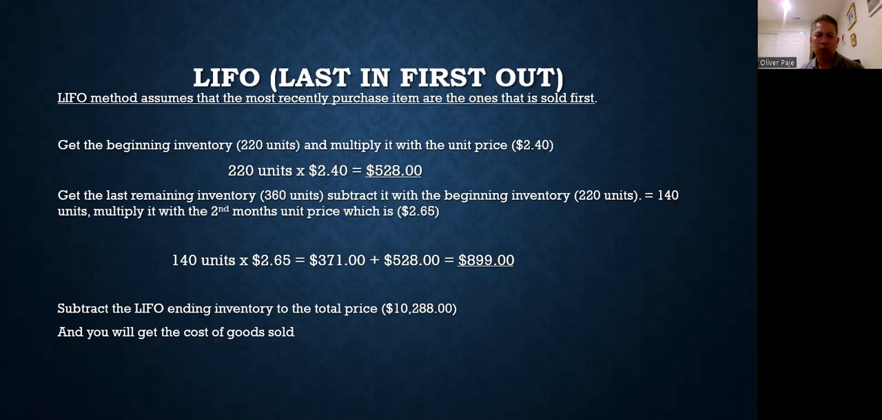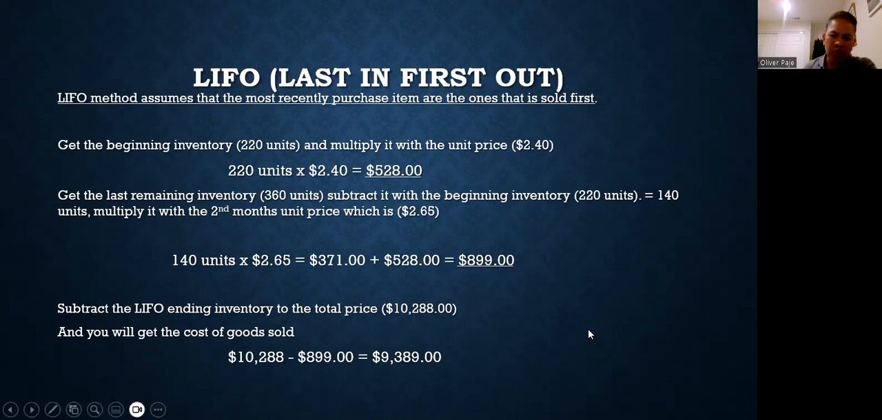And then to get the cost of goods sold, you are going to do that again. Subtract the 10,288 total price with the ending inventory of the LIFO, which is 899. You will be able to get 9,389. So this is the LIFO.